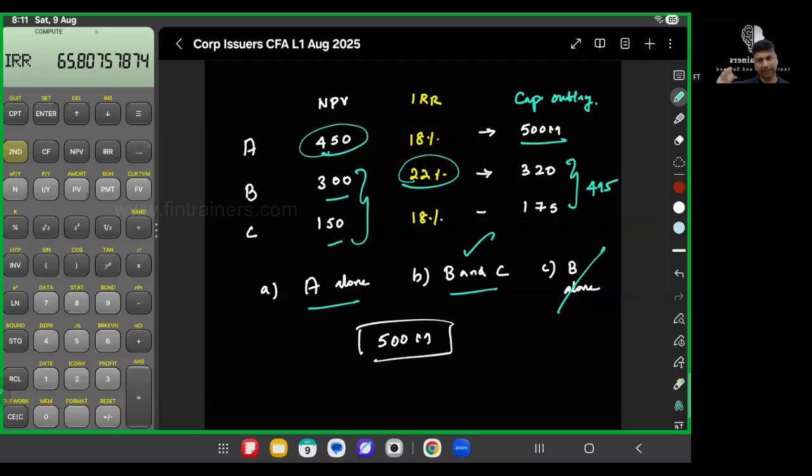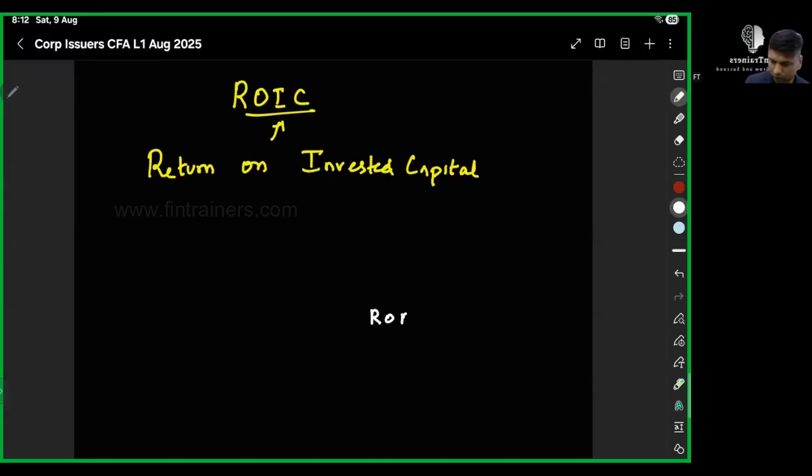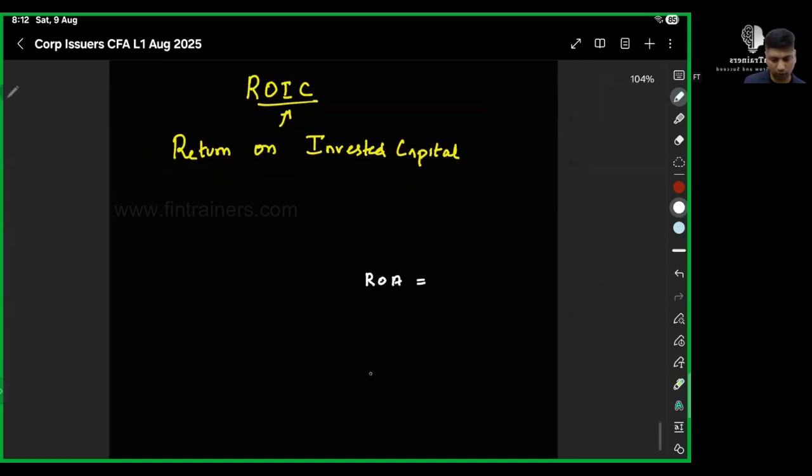Okay, that's the second metric that we had to see, IRR, internal rate of return. So the third metric we want to see is our ROIC, return on invested capital, ROIC. What is this called? ROA, return on assets. So this one is one of those words that tells you the formula also. ROA or ROE, return on assets.